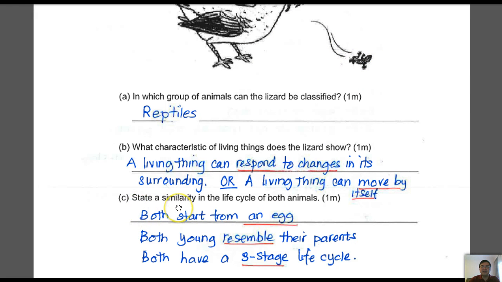C, state a similarity in the life cycle of both animals, and these three can be the answer. Both of them, the life cycle starts from an egg. Both young resemble their parents, or both have a 3-stage life cycle. That is the similarity in the life cycle. Remember the characteristic of the life cycle, but not so much whether it has 2 legs or its body is filled with different outer covering. Not so much of that, but the life cycle, what stages they're going through and what is inside the stages.